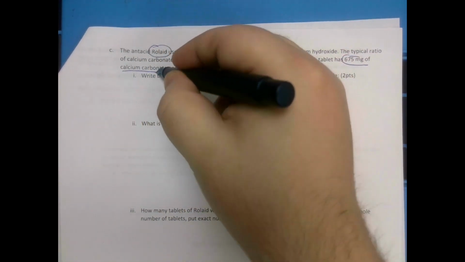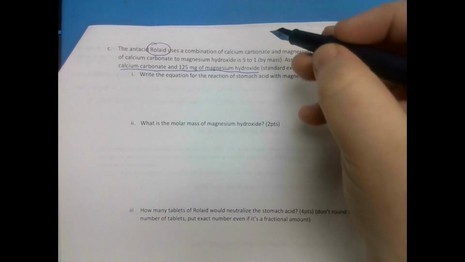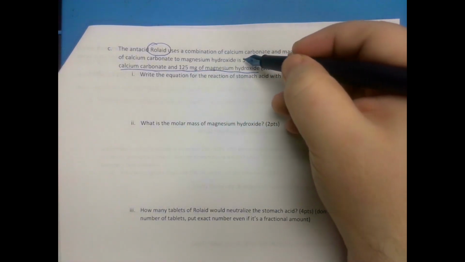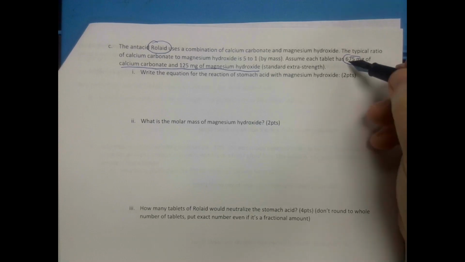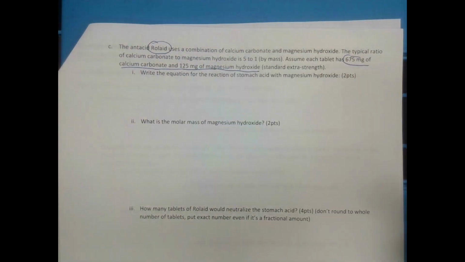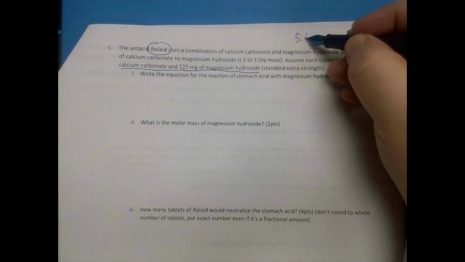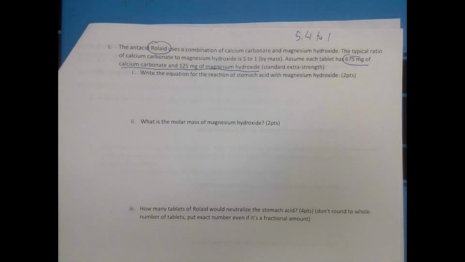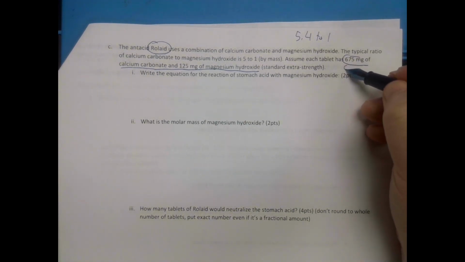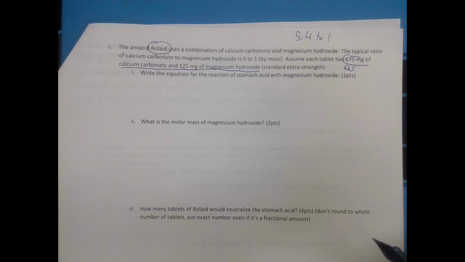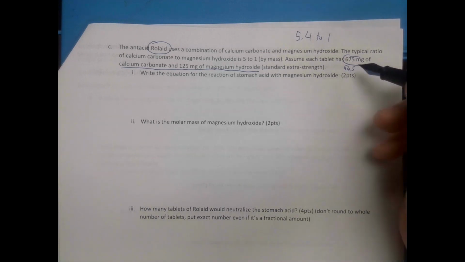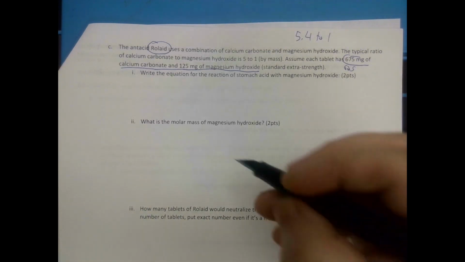It doesn't change the problem, however, because I said it was about a 5-to-1 ratio. If you actually take this number and that number, you see it's more of a 5.4-to-1 ratio. I don't know if I meant to do 625. I think I did. But regardless, I gave you 675.